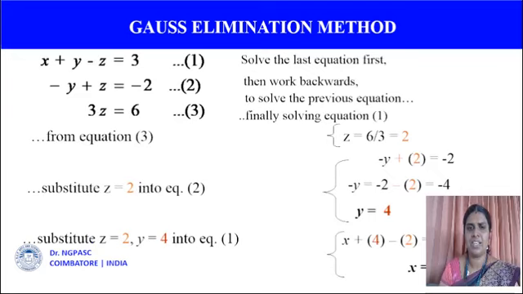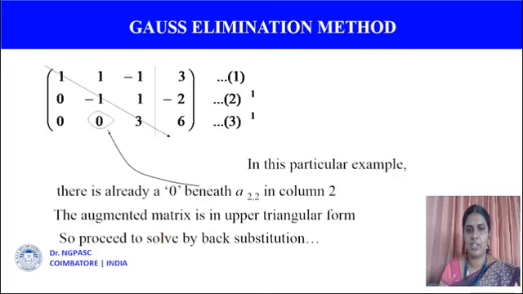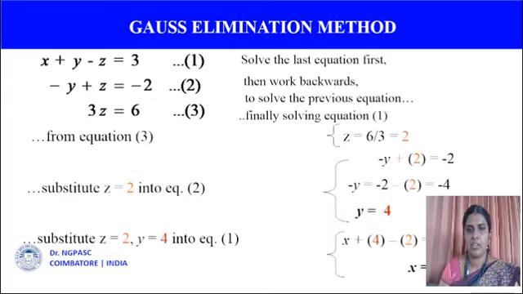Now just rewrite the augmented matrix, that is the upper triangular matrix which we have found here, in the equation form. So when you rewrite, you get x plus y minus z is equal to 3, minus y plus z is equal to -2, 3z is equal to 6. So from the third equation, the z value is 6 by 3.